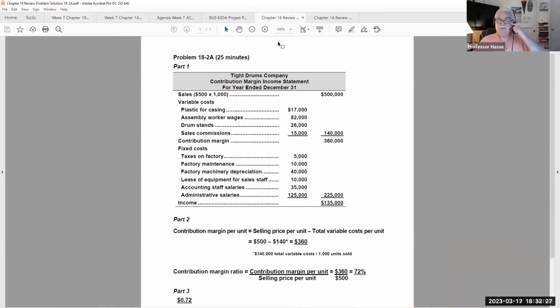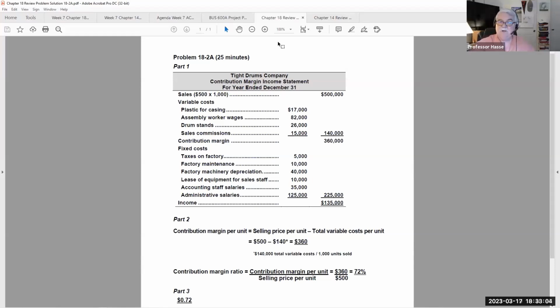Here's the contribution margin income statement. It tells us at a volume of 1,000 drums being sold at $500, there's our revenue. There we list our variable costs given to us in the problem, 140,000. So our contribution margin is $360,000, the difference between sales or revenue and variable costs. Then we list our fixed expenses, 225,000. Our net income is 135,000.